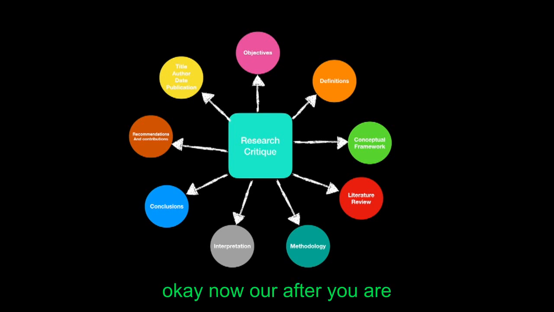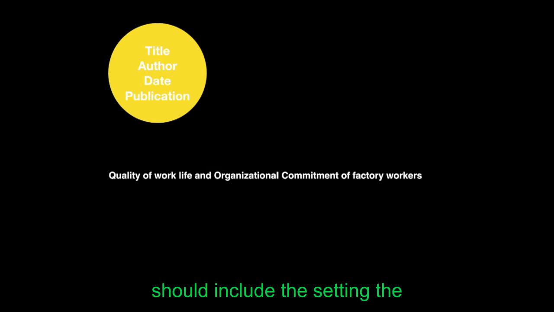Okay. Now, after you know this research journal, the title. Firstly, you have to see the title, author, date, and publication. And from the case study, I will not mention the author and the publication. But now I will let you see through the title. As I have told you before, the title should include the setting, the variables, the samples, and methodology.